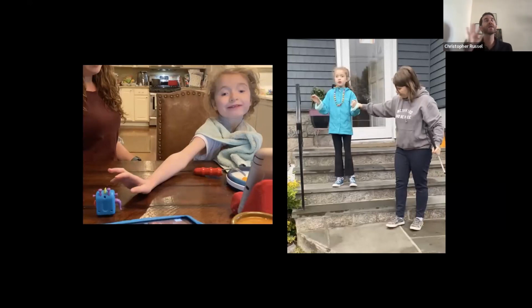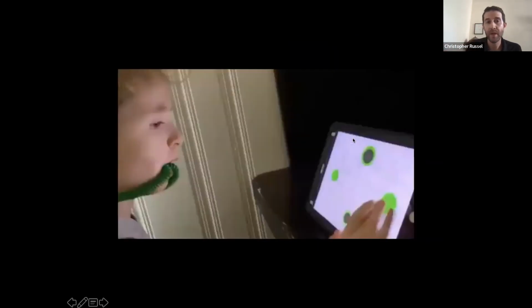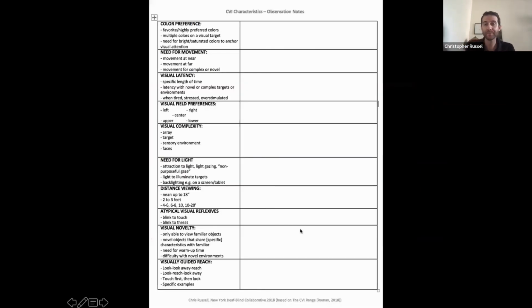It just means that they need to look away in order to deal with the tactile input, the physical input, or the auditory input. However, that same child looking at a backlit screen with bright saturated colors is making eye-to-object contact and really accessing that information.